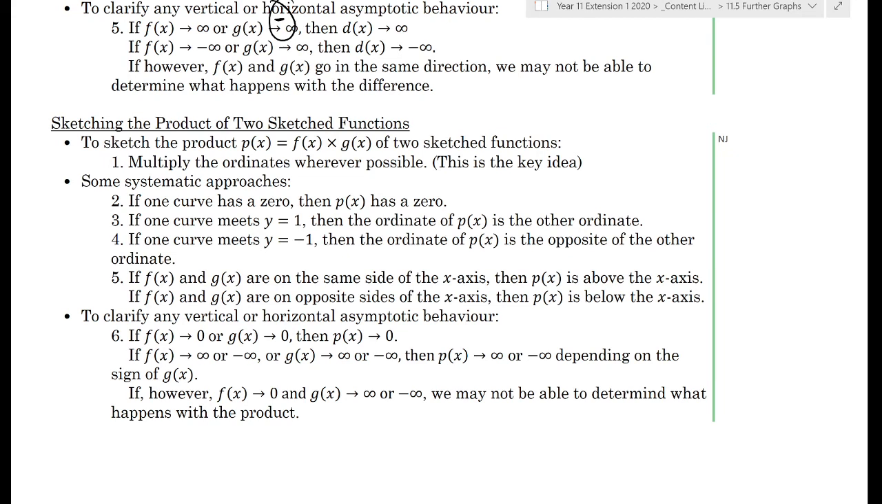Okay, for the asymptotic behavior for this one, so if f of x is approaching 0 or g of x is approaching 0, then P of x is approaching 0. So if something's getting really, really, really close to 0, then that means that your function's getting really, really, really close to 0. So the product of the two is getting really, really, really close to 0.